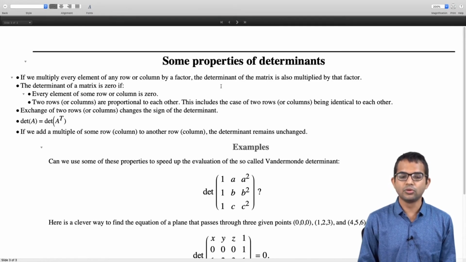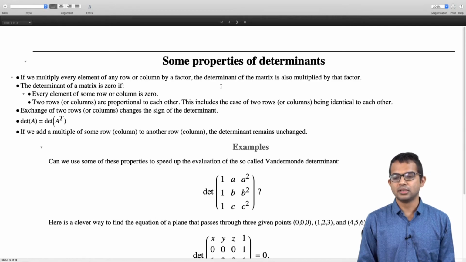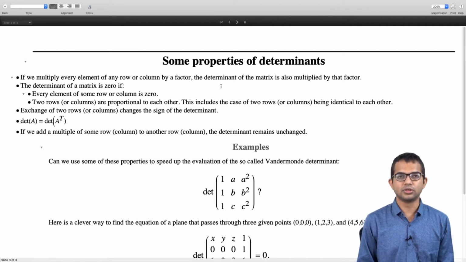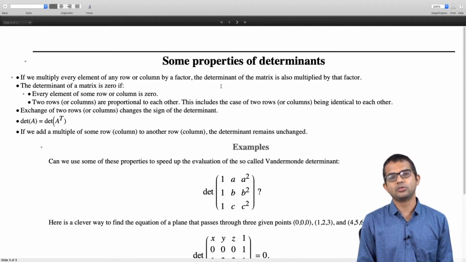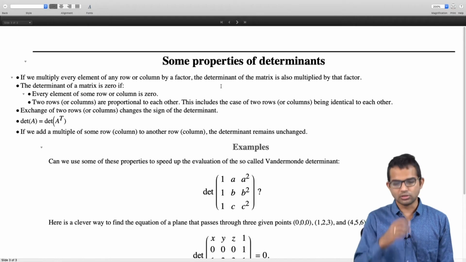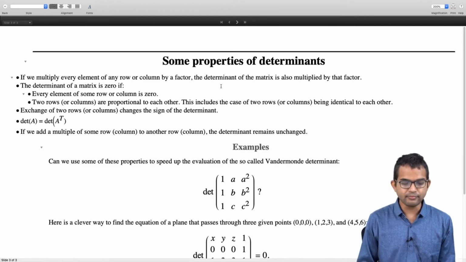Two rows or columns being proportional to each other. So if two rows or two columns are proportional to each other, this includes the case of two rows being identical to each other. Whether they're identical or proportional, it's kind of obvious that the determinant goes to 0, because you can pull out that factor, and then there are two columns which are identical, and that gives you a 0 for the determinant, right? This also follows from the fact that you can add a multiple of some row to another row, and the determinant remains unchanged, which is a property coming up later on.